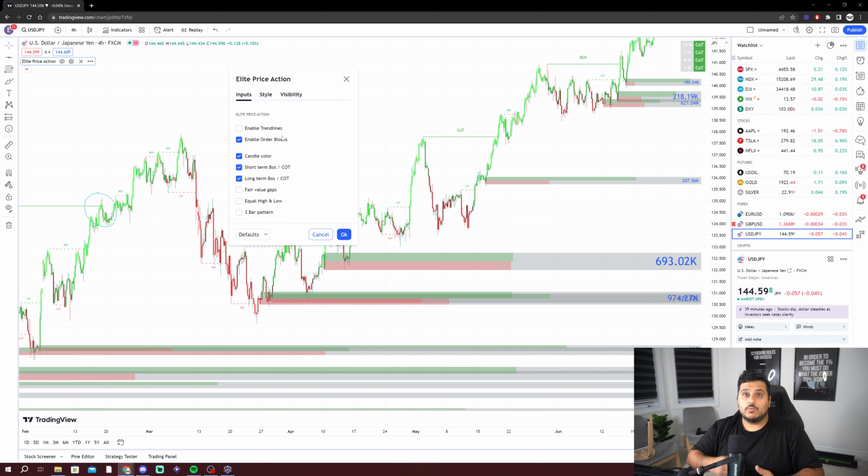These are the areas that we want to be trading at in order to get the most amount of profit as possible. And these are the areas where you're most likely going to see a move to the upside or downside. And then you have your candles color feature.